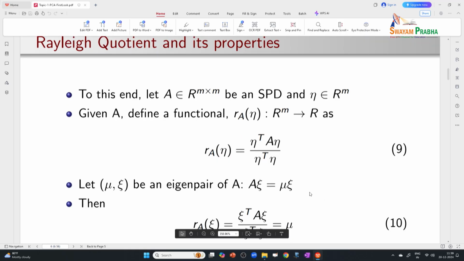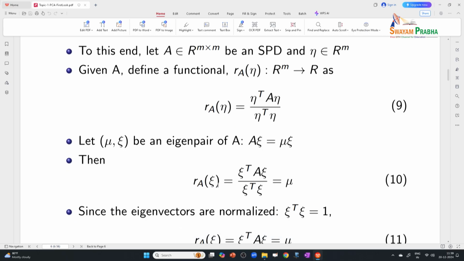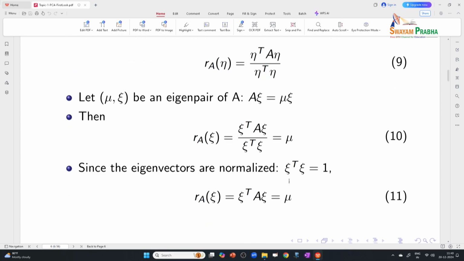So what is the property of this eigenvalue and eigenvector? R_A of xi, which is xi transpose A xi divided by xi transpose xi, must be equal to mu. Why is that? Please go back. A xi is mu xi. So if you substitute A xi is mu xi, the numerator becomes mu times xi transpose xi. This is xi transpose xi, so they get cancelled. You get mu. Since the eigenvectors are normalized, xi transpose xi is 1. So you can really see R_A of xi, which is xi transpose A xi, is equal to mu. I hope you are all with me now.